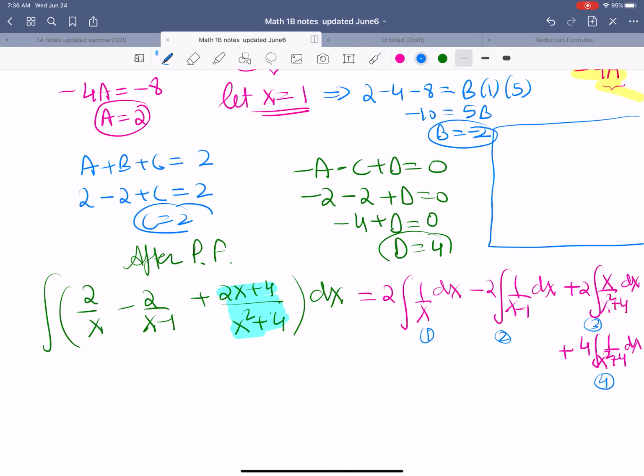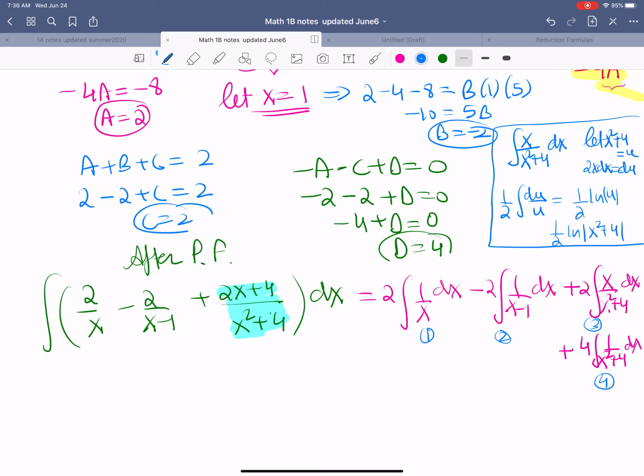The 1, 2, and 4 are pretty straightforward, but number 3 is the one where I need to do u substitution. So we have x over x squared plus 4 dx. I'm going to let x squared plus 4 be the u. 2x dx will be du. So this turns into 1/2 du over u, which is 1/2 natural log of u. Okay, and the u is x squared plus 4.